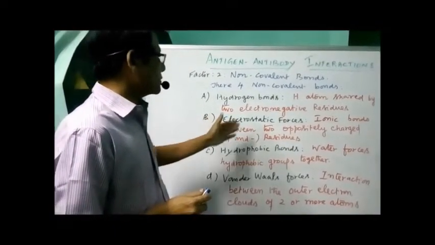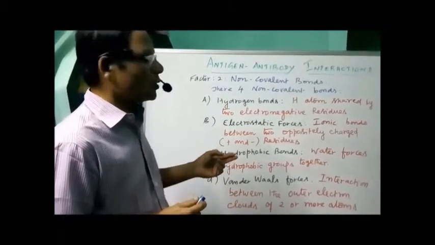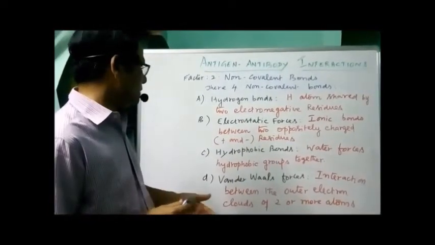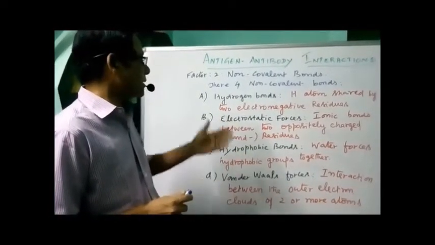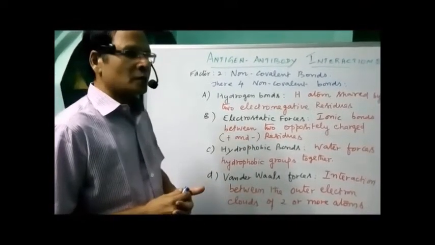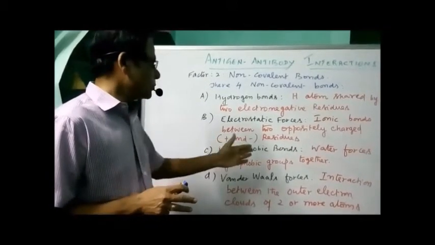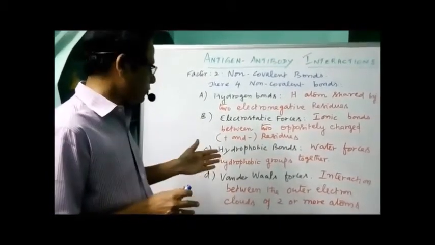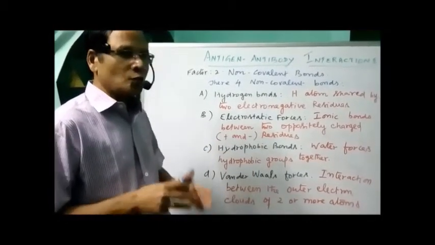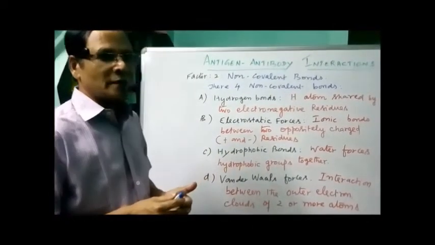The next one, electrostatic forces. These are the ionic bonds between two oppositely charged residues or atoms, that is positive and negative. That is called electrostatic forces. The third one, hydrophobic bonds. Water forces hydrophobic groups together. Hydrophobic, you know, means disliking water. But the water molecule forces the hydrophobic groups together, between the antigen and antibody.